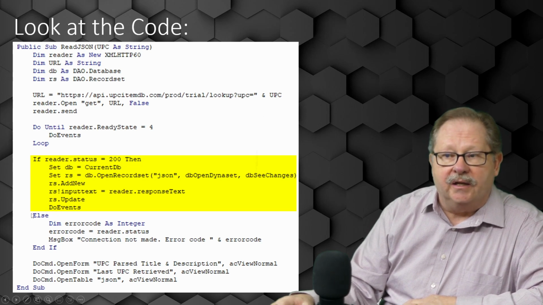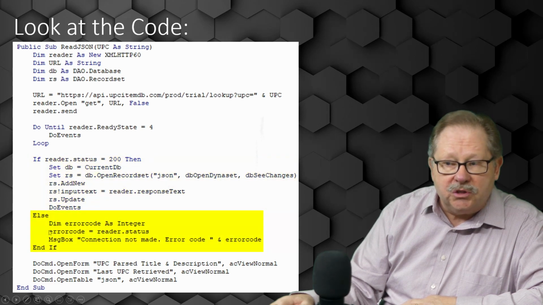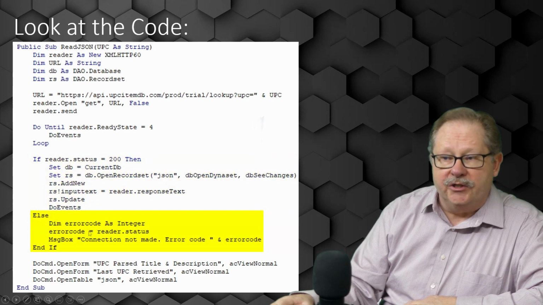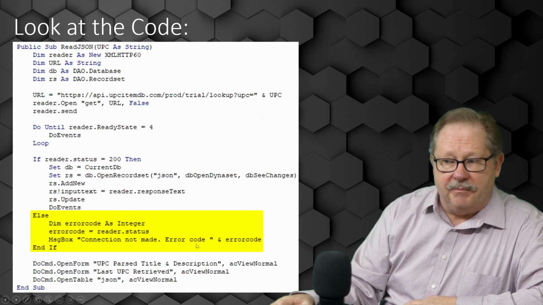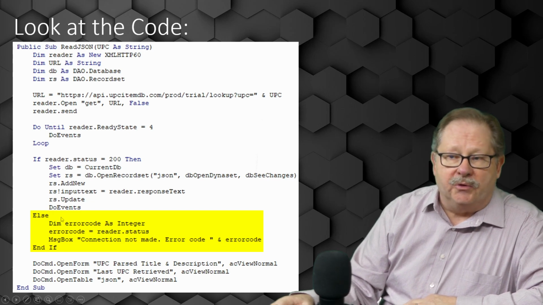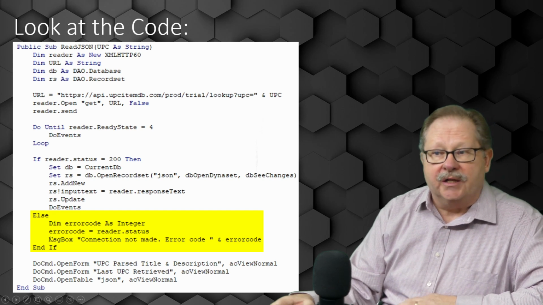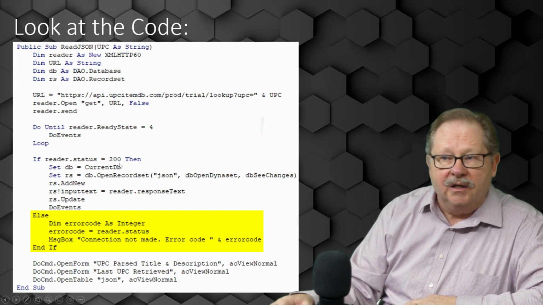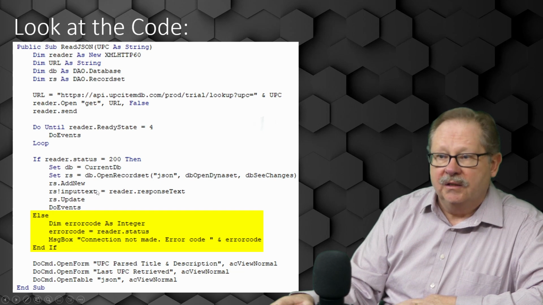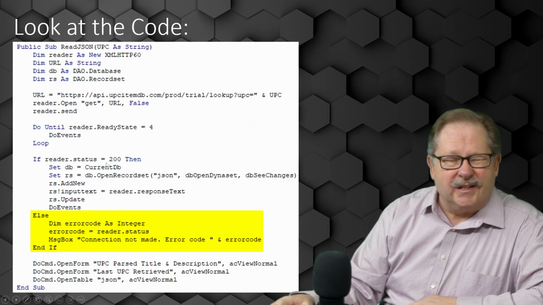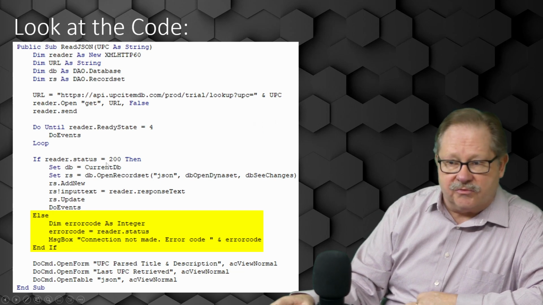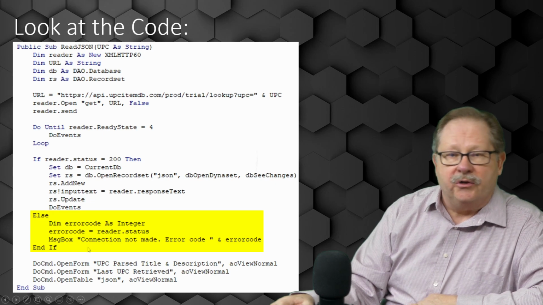I'm going to do events and if I don't get data, I'm going to just say reader status, connection not made, error code, and give an error code. Okay, so I'm going to trap any error that comes back that's other than a message 200. Okay, 200 is my success. I consider all else not successful, and I'll throw back an error code in a message box.